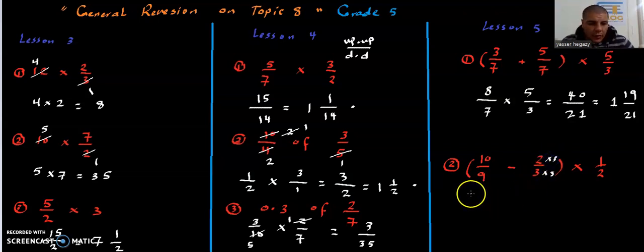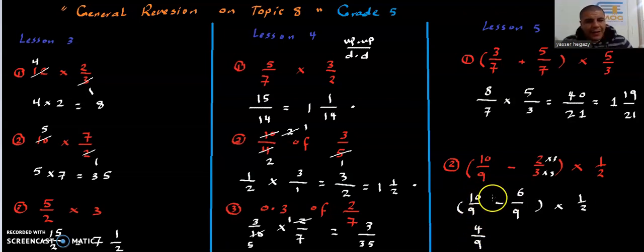That's it. So 10 out of 9 minus 2 multiplied by 3 equals 6. 3 multiplied by 3 equals 9. Now can we subtract? Yeah, as 9 and 9. Subtract 10 out of 9 minus 6 out of 9. It will be 4 out of 9. Why, mister? The same denominator, and 10 minus 6 equals 4. Multiply by half. Before we multiply, we must simplify. 2 divided by 2 equals 1. 4 divided by 2 equals 2. Multiply. 2 multiplied by 1 equals 2. 9 multiplied by 1 equals 9. But write it as a mixed fraction.